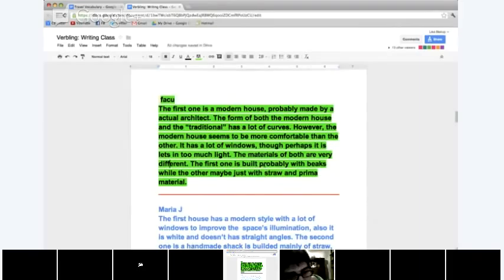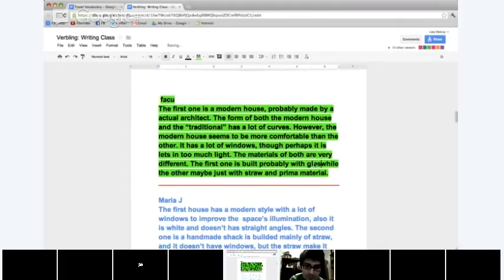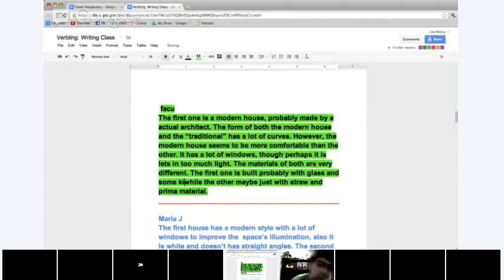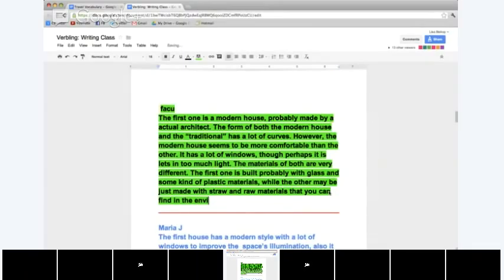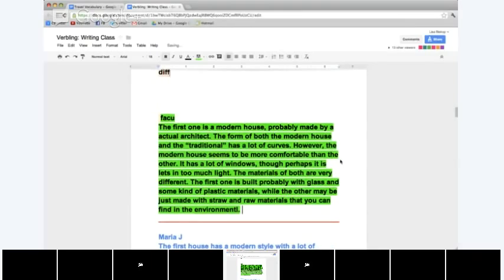The first one is built probably with, I wouldn't think it's made with bricks, but like Lendit said, probably glass and some kind of plastic materials. While the other may be, in this case, two words, may be just made with straw. And what do you mean by prima material? Like things that they could just get in the environment? Yes, exactly. Like raw material. And raw materials that you can find in the environment, or in the surrounding environment. Okay, good. Perfect. Thank you.